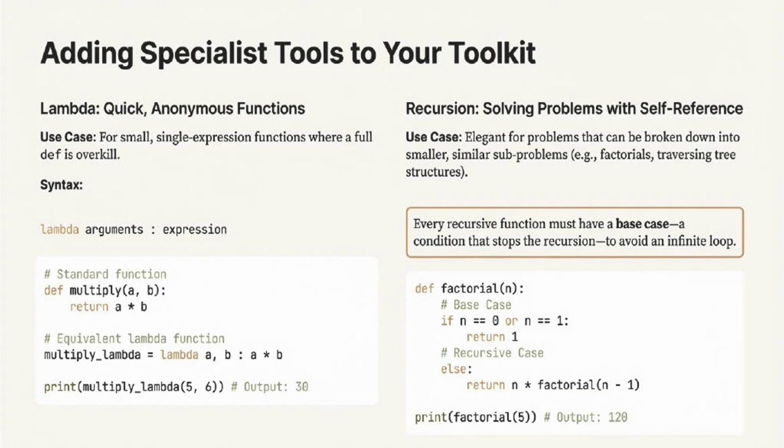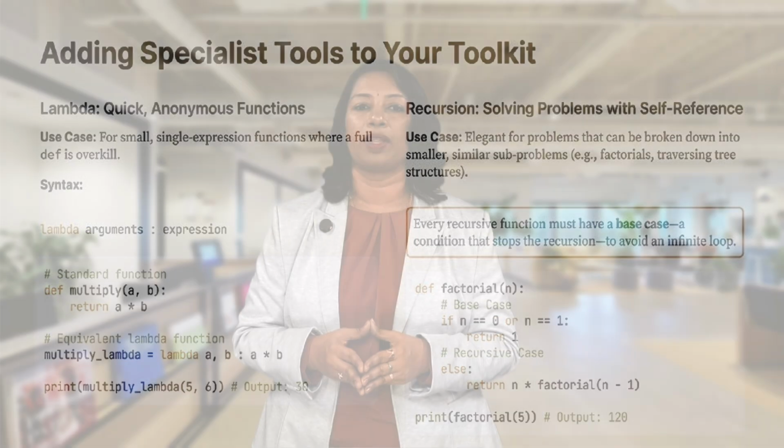Next, we write the same logic using lambda. lambda a, b: a * b. Both functions do the same work. When we call multiply_lambda of 5, 6, the output is 30. Lambda functions are best for short, simple calculations.